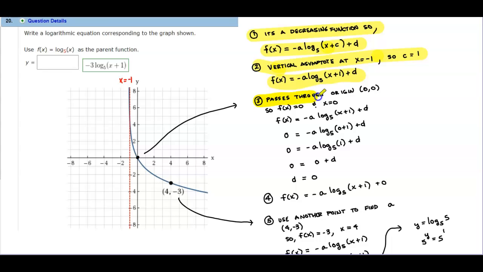Okay, so next we want to find a nice point that passes through the origin. In this case, it passes through the origin at (0, 0). So we know that f of x is equal to 0 and x is equal to 0, and then we're going to plug it into this form. So f of x is 0. We know that x is 0.